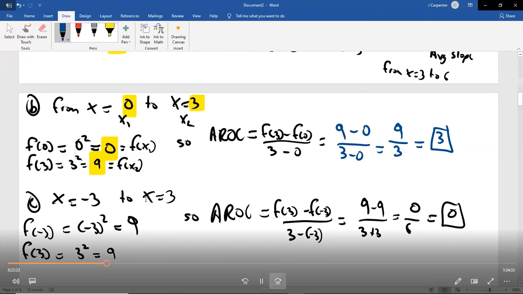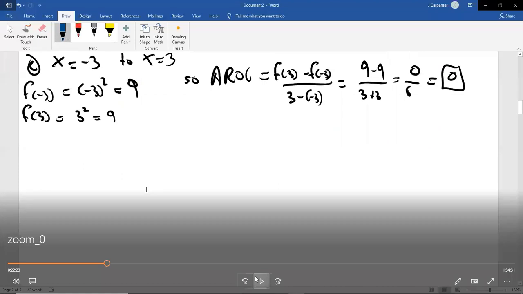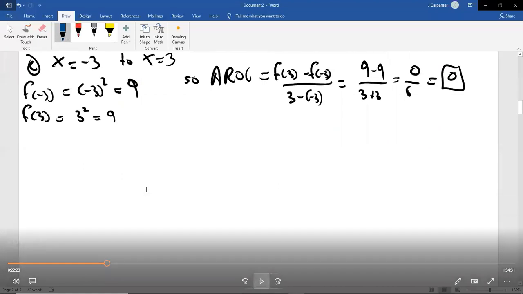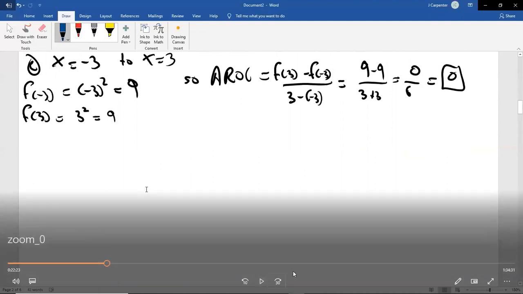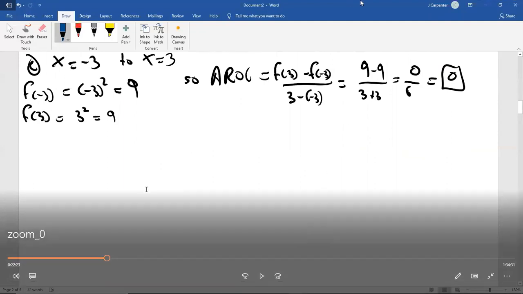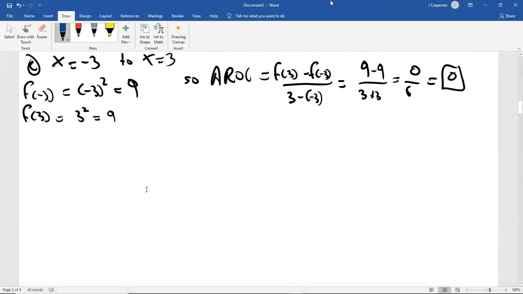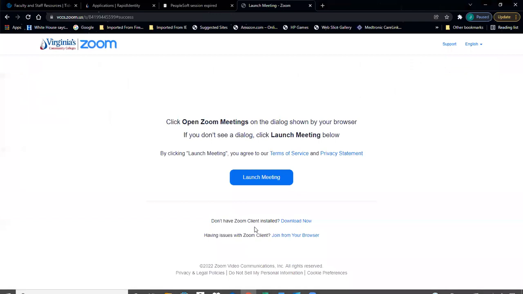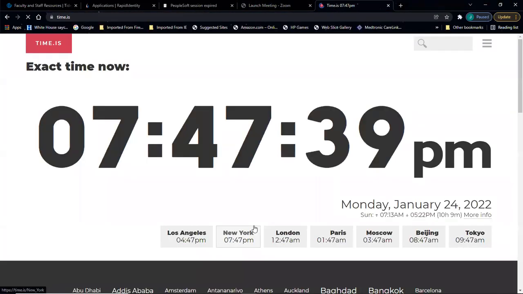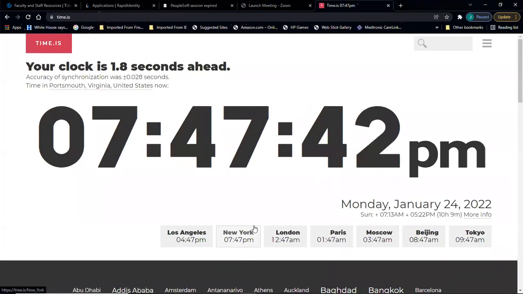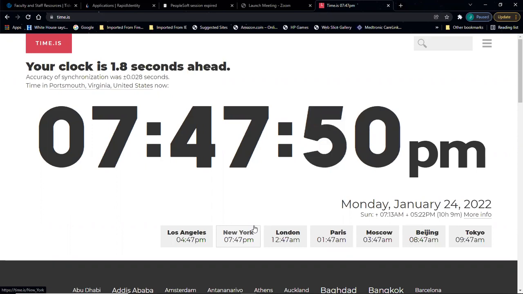So let's graph this. All right, so we're going to take our 10-minute break right about now. It's 7:47, so we'll come back at 7:57 and we'll pick up with a graph showing you the curve and then some tangent lines and just give you a better idea of what everything looks like.